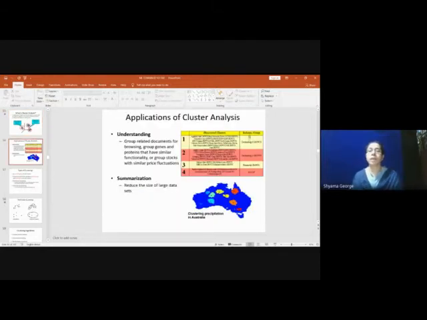There are different applications of cluster analysis. We can group related documents for browsing, group genes and proteins that have similar functionality, or group stocks with similar price fluctuations. This cluster analysis can be used in summarization also to reduce the size of a large data set.